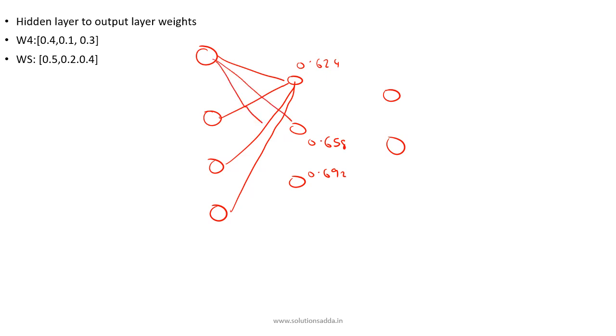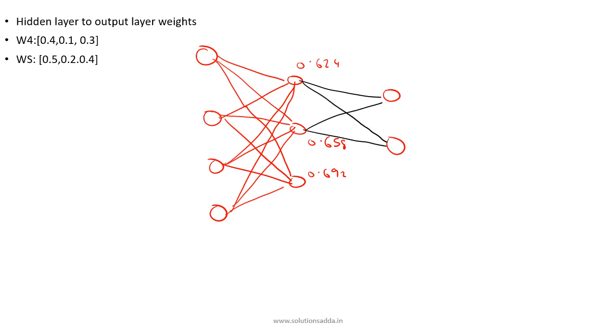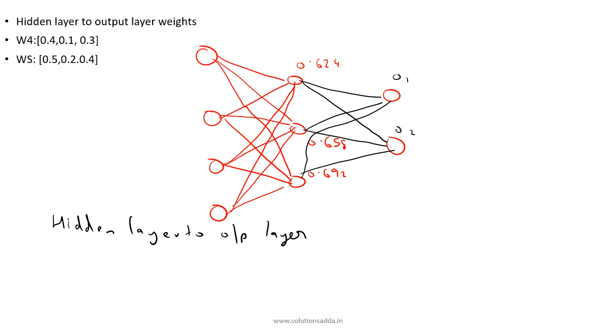So the basic connection will be like this. We have calculated up to this part. Now we'll try to track the connections from here to these two output nodes. So, from the hidden layer to the final output layer, the outputs can be denoted as O1 and O2.